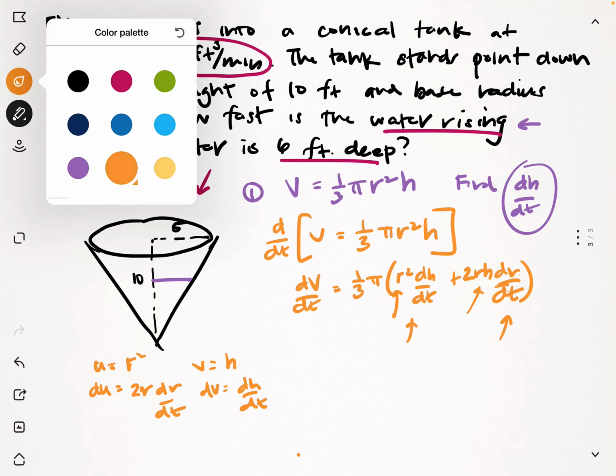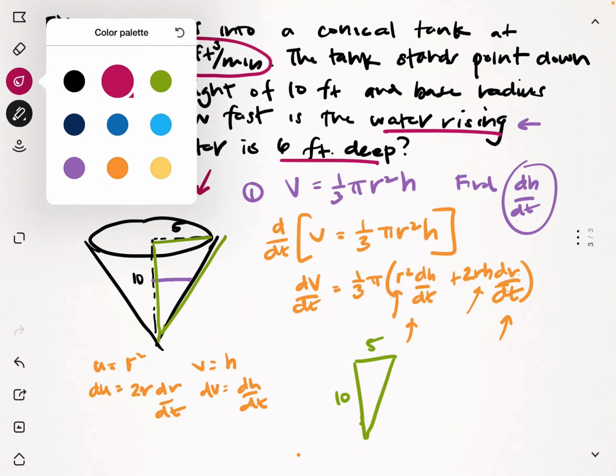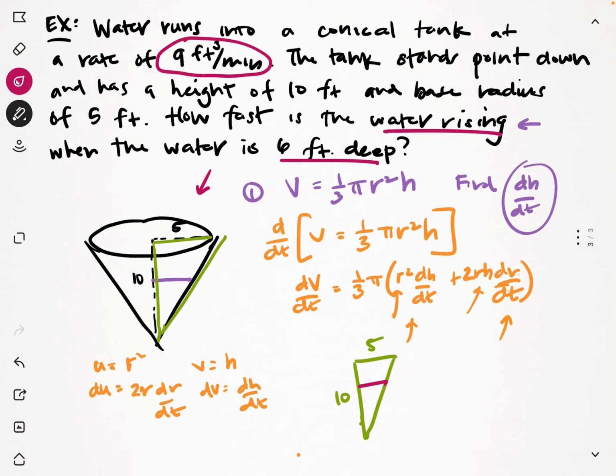The key to setting this one up is we're going to use this idea that we have this triangle. We're just taking a cross section of this cone, right? We know the height is 10 and the radius is 5. What we also know about triangles is that if we take portions of a triangle, we have a similar triangle here, and it's asking us when it's 6 feet deep, right? So that's the problem here.